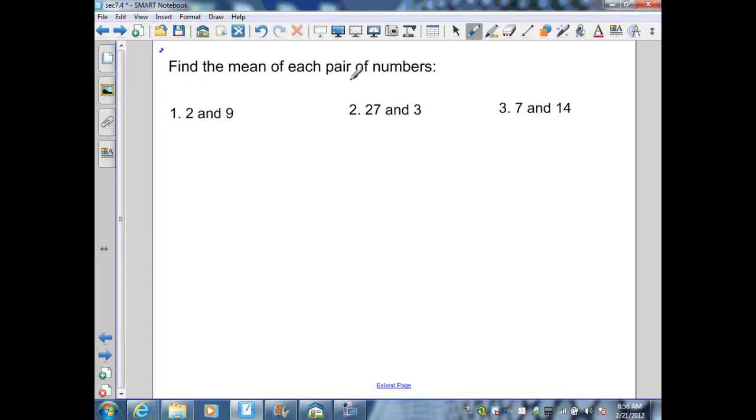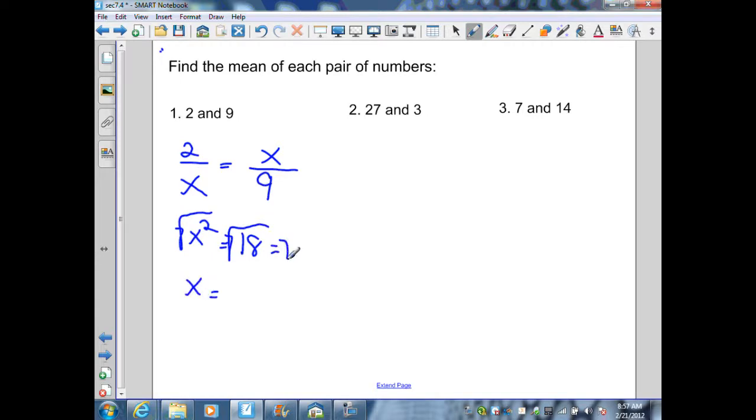Here, I need to find the geometric mean of each pair of numbers. I'm given two numbers in each of these examples. To do that, I set up a proportion in such a way that my means are equal. Since they are unknown, I'm going to set them equal to X and X. Now I have means that are equal, and my ratio is 2 to X equals X to 9. Then I solve using a cross product. X times X is X squared. 2 times 9 is 18. Take the square root of both sides. X equals, and here I simplify.